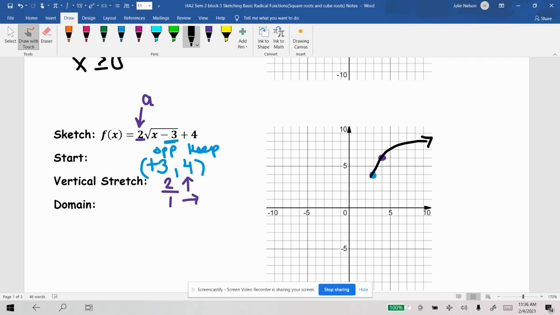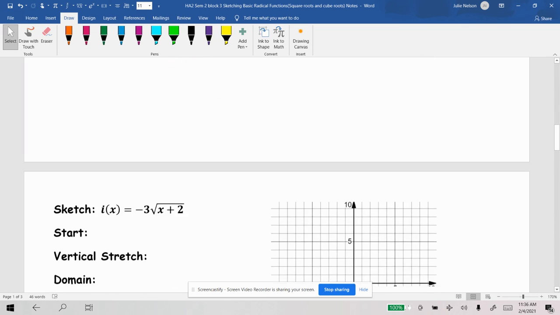So again, domain is referring to all the x values I'm allowed to plug in. It is always x equals h. So x equals 3, but in this case, it's going to be greater than or equal to 3 because it starts at 3. I'm allowed to plug in 3. I'm allowed to plug in 4. I'm allowed to plug in 5. But I couldn't plug in, for example, 2, because if I were to plug in 2, the square root would be of negative 1. You can't do that.